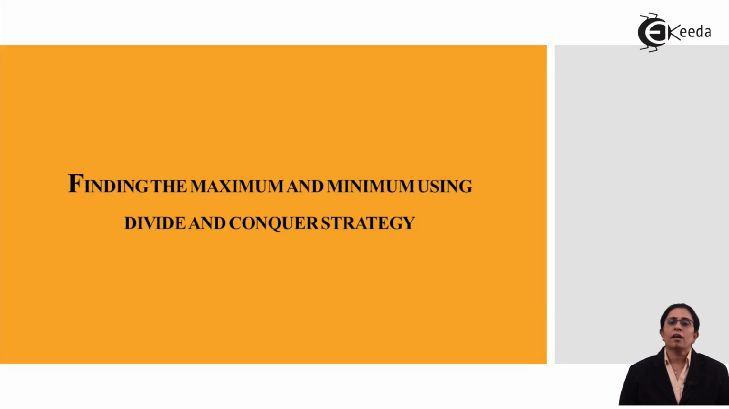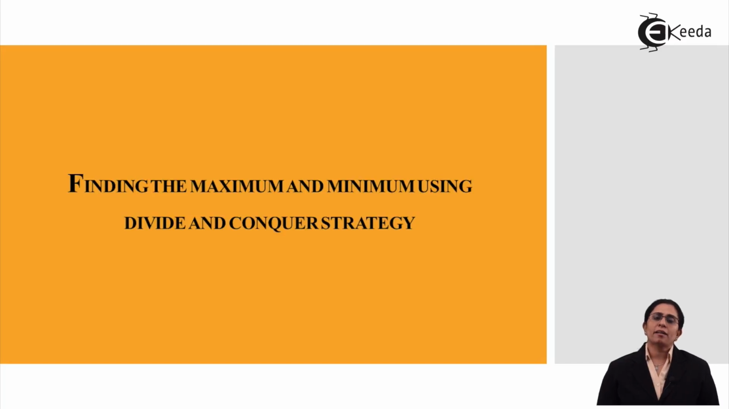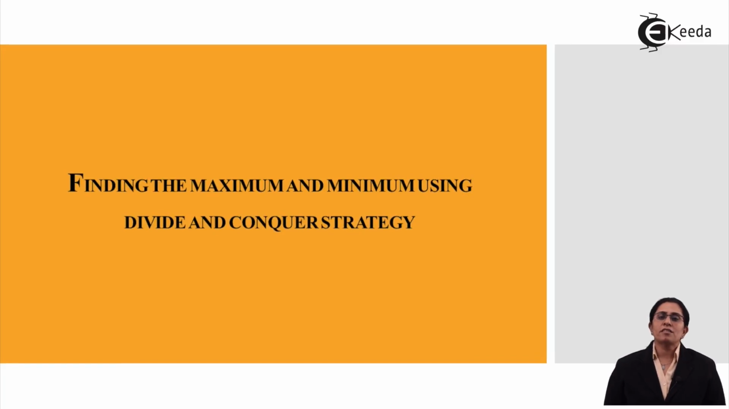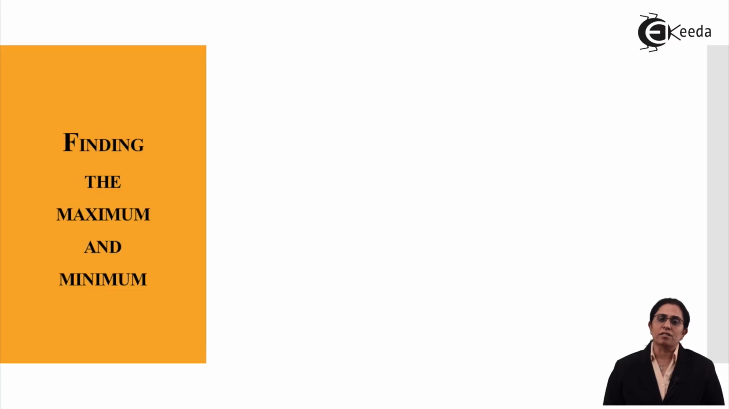Hello friends, today we will study how to find a maximum or a minimum from an array list using a divide and conquer strategy. The divide and conquer strategy, as we all know, follows a simple strategy of dividing the list. But before seeing what divide and conquer does to find the maximum and minimum in an array list, first let's find out how we find a minimum number and a maximum number in a regular list.